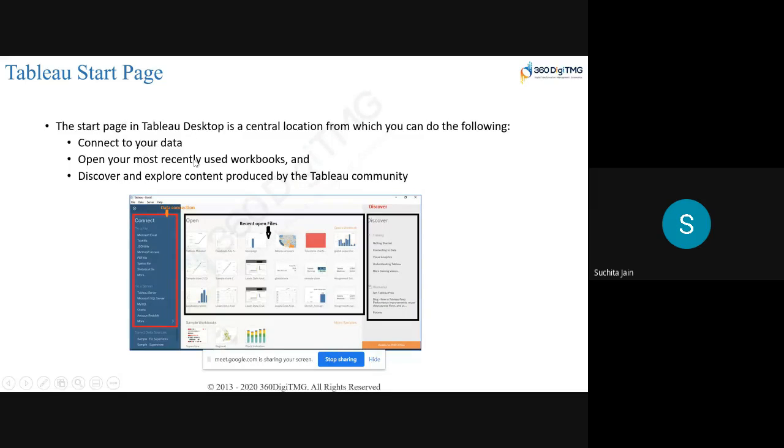So what you can do on the Tableau start page: you can connect your data, open your most recently used workbooks, and discover and explore content produced by the Tableau community. So this is your data connection. You can connect data through different sources. And then there are your most recently opened files. All your workbooks are here. And whatever the Tableau community is doing, whatever new is happening, you can discover it here.